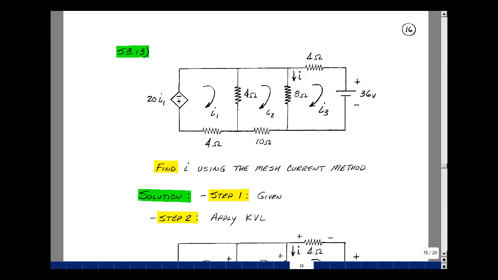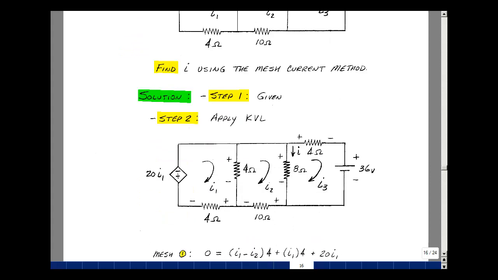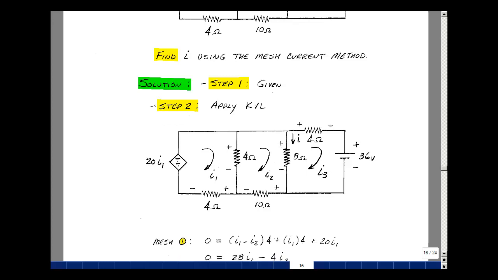This is a 4-step algorithm that was in our class notes. The first one is to pick the mesh currents, and they've already been picked for us to be clockwise. The second step is to apply Kirchhoff's voltage law. For me to do that, I need to assign a polarity to each of the resistors. I like to pick it in the same direction of the mesh current, but you can pick it any way you want. I'll call this plus and minus, following I1. Call this plus and minus, following I2. This one is already plus and minus, already assigned, following I3. Again, it's arbitrary. Once you pick it, just stick with it.